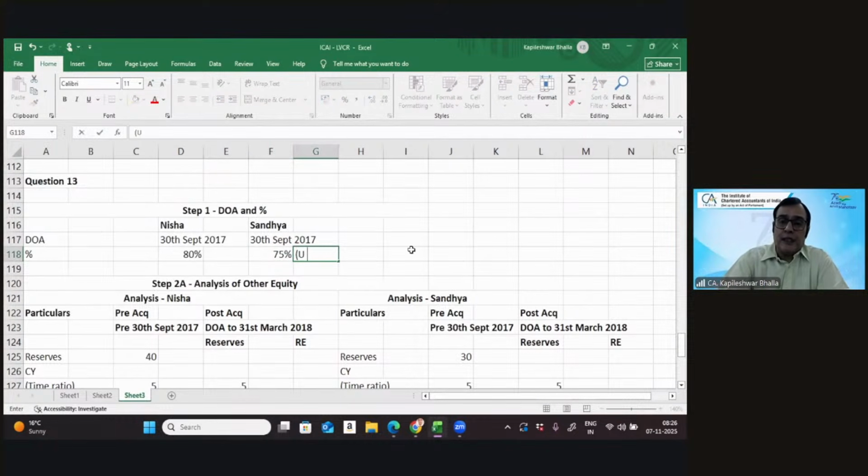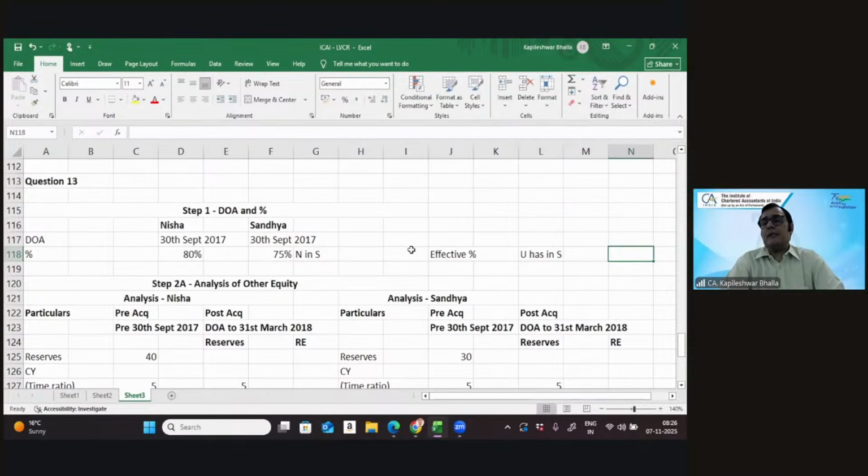Sorry, not Usha in Sandhya, it is Nisha in Sandhya. But what we need is the effective percentage, and that effective percentage is what Usha has in Sandhya. So would you like to tell me what is the effective percentage Usha has got in Sandhya? Because that will decide my consolidation percentage.